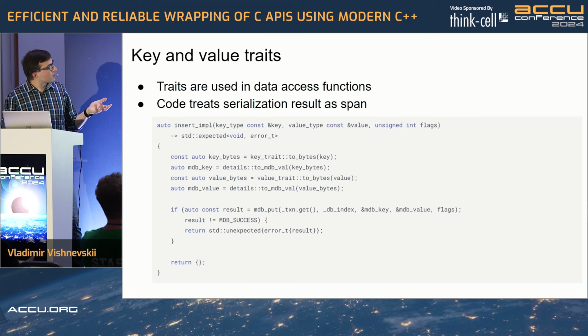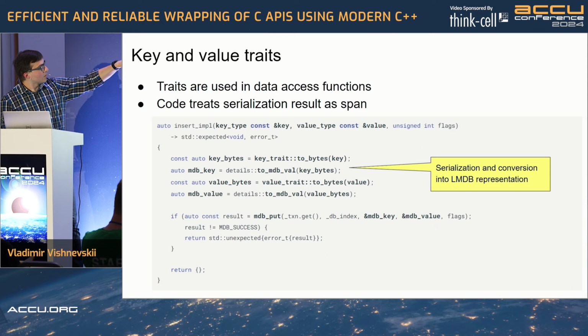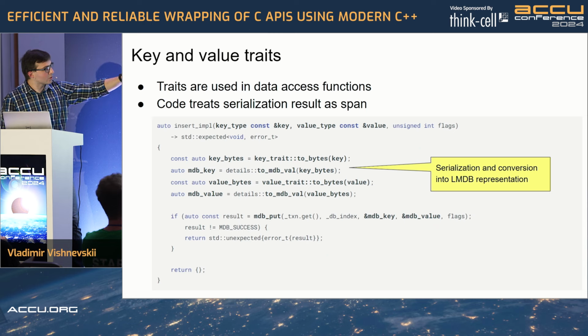Because we are writing generic code, we can treat those return types just as spans, take care of their lifetime, and then just propagate to the function. So here we call the trait to_bytes functions for the key and for the value. Then we use our helper that we saw before to convert it into the C representation, MDB_key and MDB_val, that are not constant because they are not constant in the C API. And then we just pass them here. Regardless of what was returned, span or vector, we take care of this. And after we call the put, the data was written there, and we have our data stored.